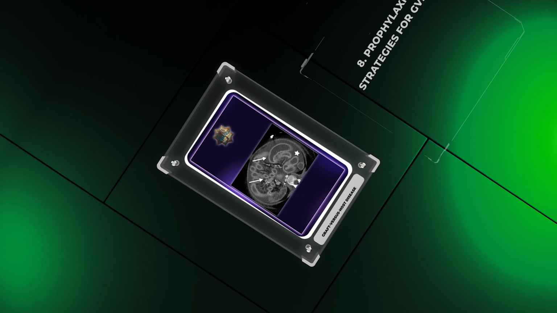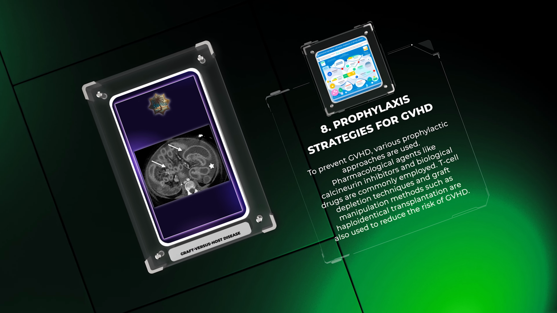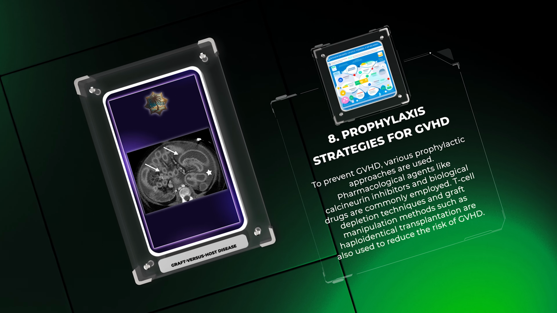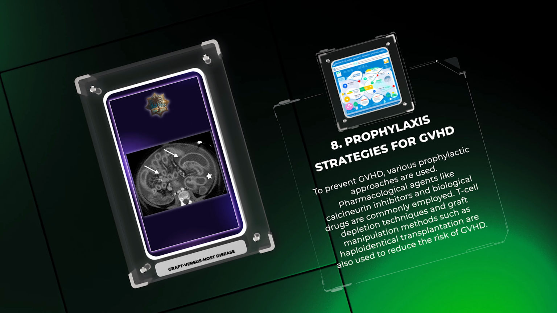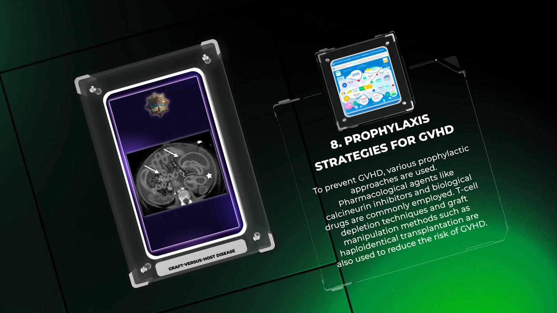To prevent GVHD, various prophylactic approaches are used. Pharmacological agents like calcineurin inhibitors and biological drugs are commonly employed. T-cell depletion techniques and graft manipulation methods such as haploidentical transplantation are also used to reduce the risk of GVHD.